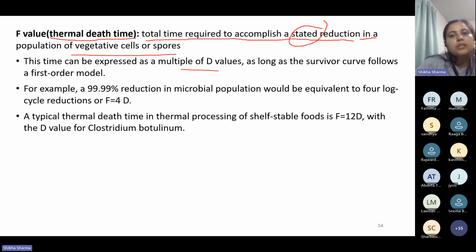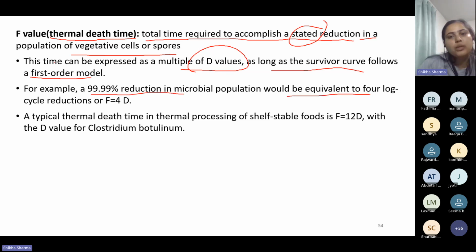So this time can be expressed as multiples of the D value, as long as the survivor curve follows a first order model. If a survivor curve follows a first order model, then the F value is a multiple of the D value. For example, we say 99.99% reduction in a microbial population. It means a 4 log cycle reduction, or F equals 4D, a multiplication of D, because it is decreasing the population 4 D values. So if we say 99.99% reduction, F equals 4D.